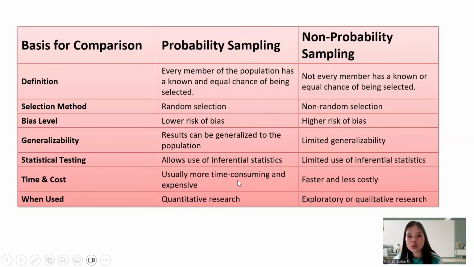Time and cost. Probability sampling is usually more time consuming and expensive because you need to find that specific person who is part of your survey. Non-probability is faster and less costly because it's convenient to you. Whoever is available, you will survey them. However, in probability sampling, you need to find them because they have been selected in your survey. And when to use: we use probability sampling for quantitative research, and non-probability for exploratory or qualitative research. Yes, because sometimes with purposive sampling, we want quality research or have particular criteria. So these are the differences between the two.